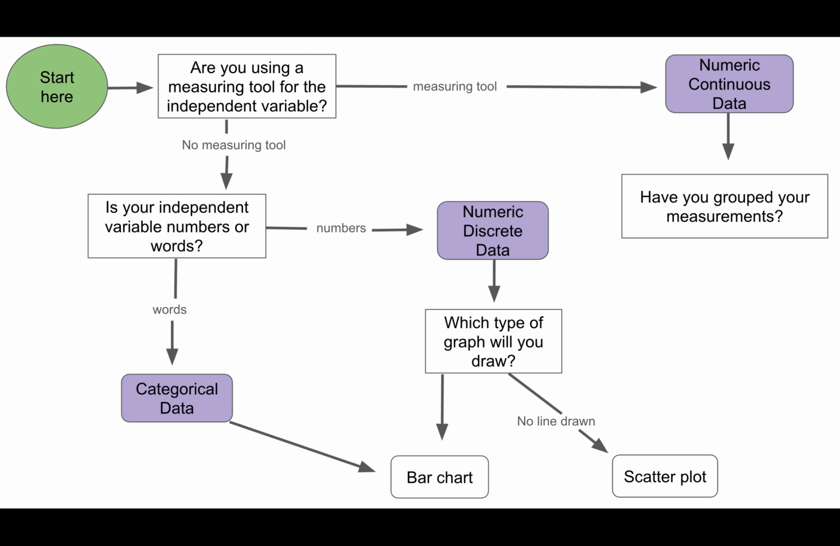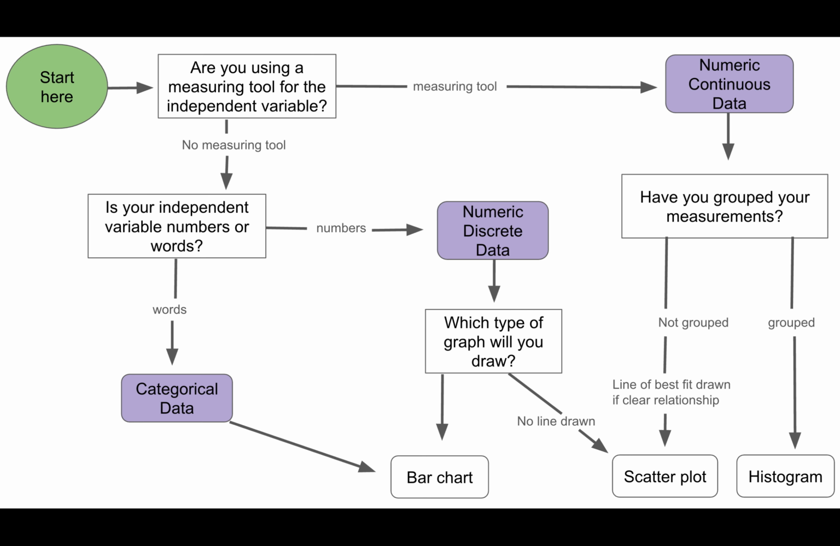And then you have to ask yourself, did you group your measurements? If you did not group your measurements, you could make a scatter plot. And if there is a clear relationship, you can draw a line of best fit. In other words, if it has a positive correlation or a negative correlation. If it is grouped, then you're going to make a histogram.